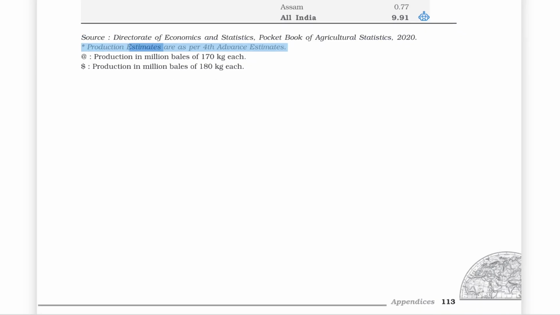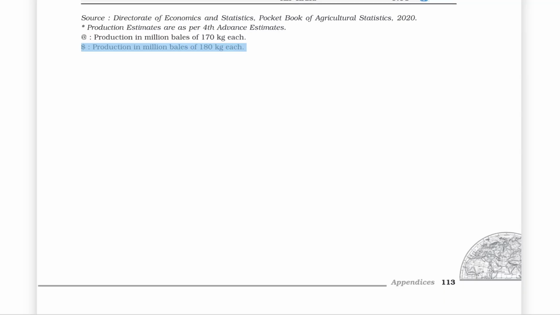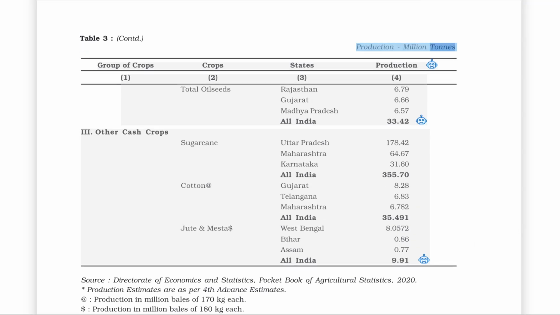Asterisk production estimates are as per 4th advance estimates. At production in million bales of 170 kilograms each. Dollar production in million bales of 180 kilograms each. Table 3 continued. Production million tons.